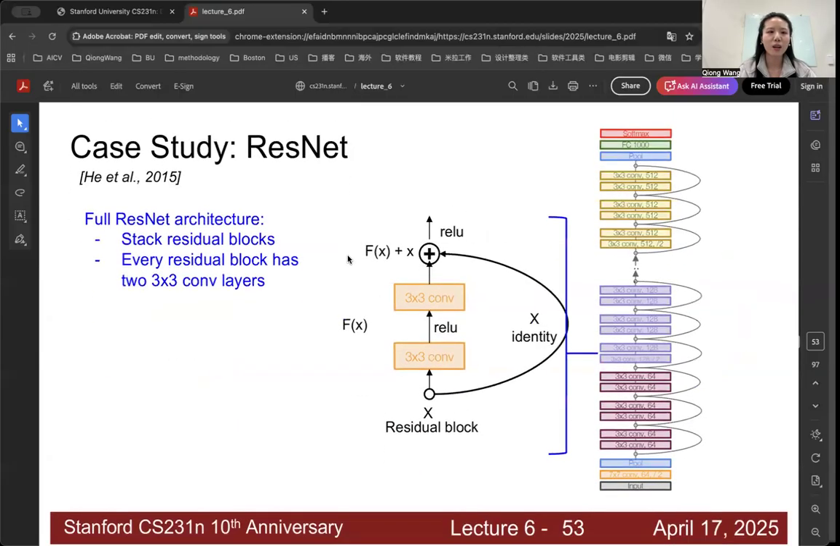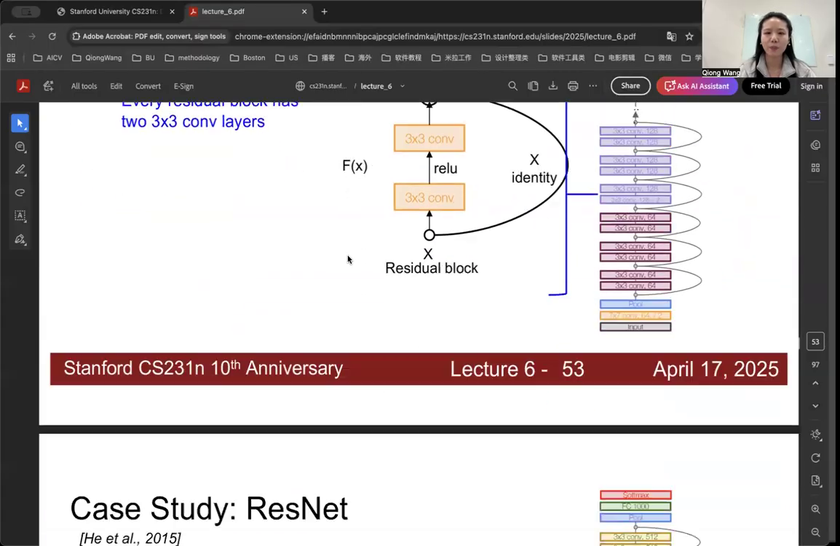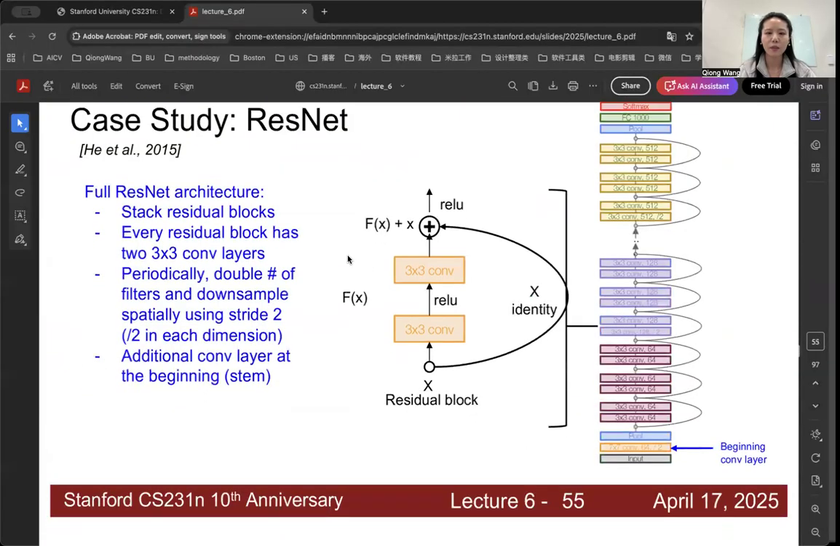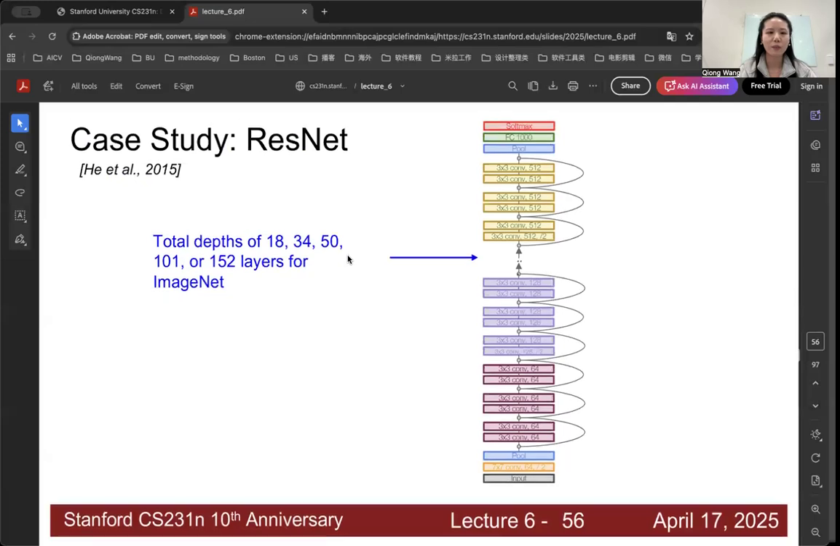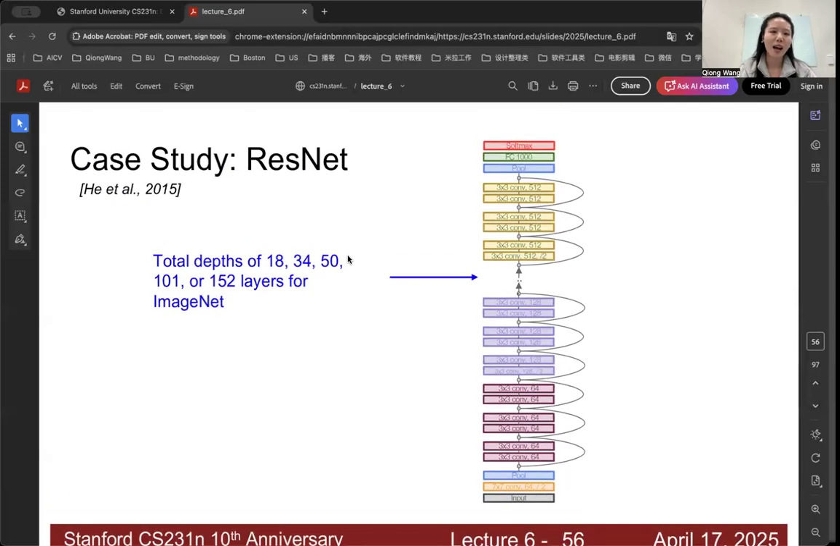This is the architecture of the residual network. We can also see it uses the 3x3 filter. All of them also begin with the convolutional layers. And there are different sizes of residual network.